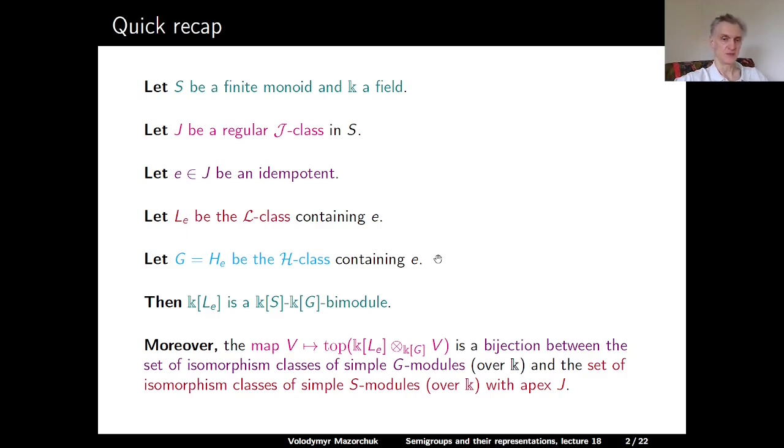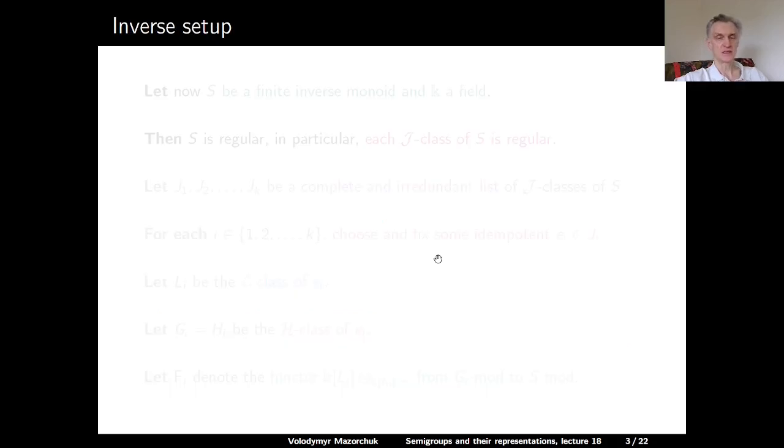So the map which maps V to the simple top of this module is a bijection between the set of isomorphism classes of simple G modules over K and the set of isomorphism classes of simple S modules over K with apex J. Now let us describe our inverse setup for today.